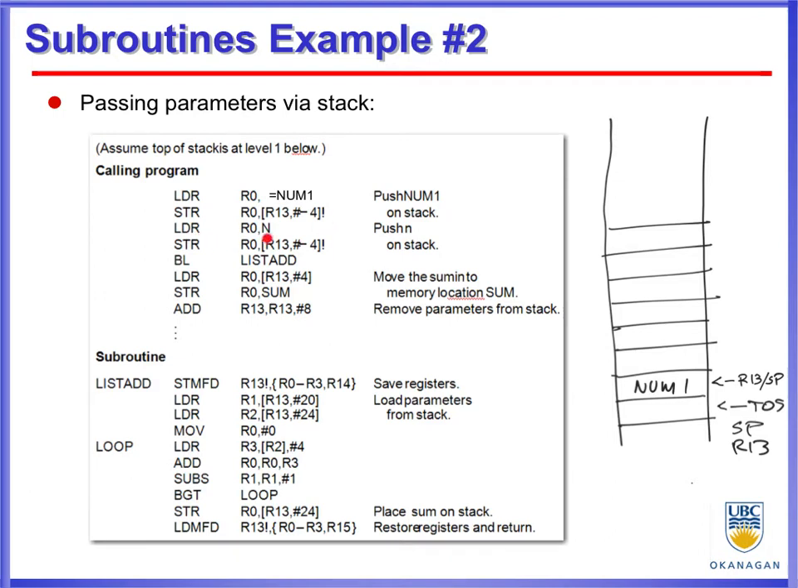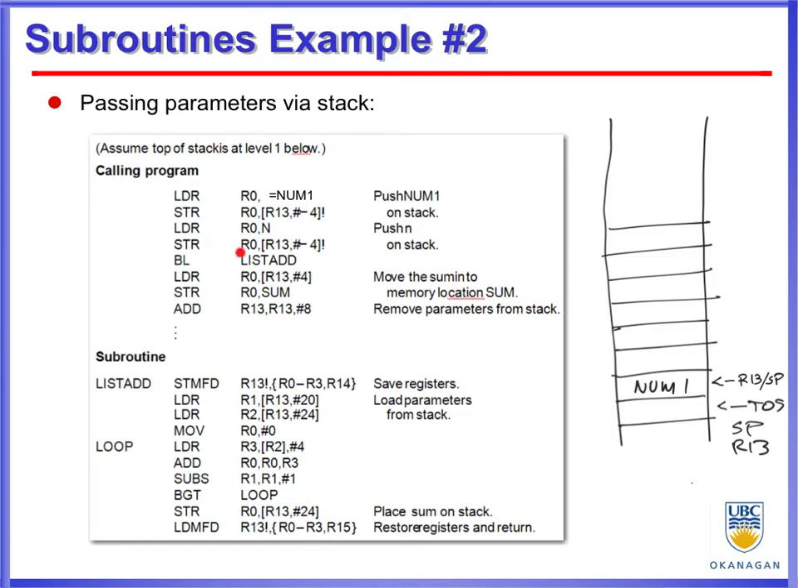Now we're going to push the next parameter on the stack. We're going to load register R0 with what is at address capital N. So N is somewhere else in memory, just like num1 is an address somewhere else in memory. So we're going to go to memory location N, whatever is stored there, which is the number of numbers in our list, small n, let's call it. That's going to be put into R0.